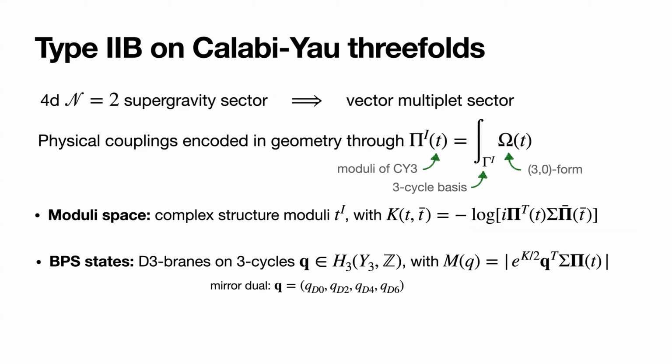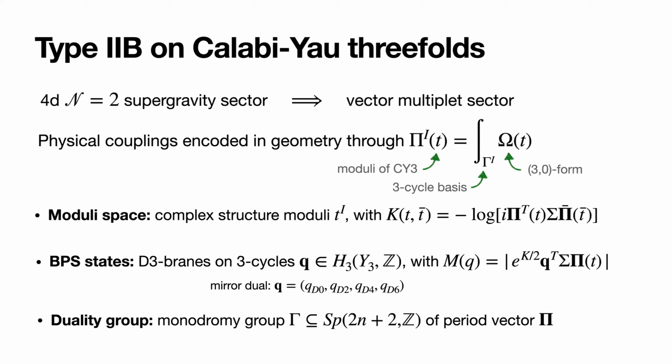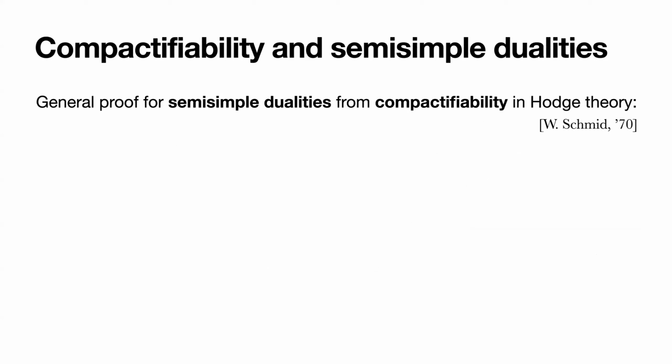In the mirror type 2A picture, you can think of these as D0, D2, D4, and D6 branes wrapping 0, 2, 4, and 6-cycles. And the duality group, which is the electromagnetic duality group that mixes up all of these charges, is really the monodromy group inside the symplectic group of this period vector.